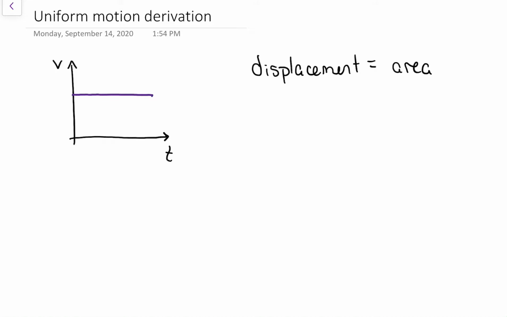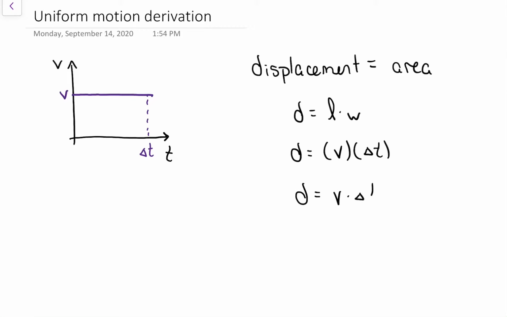So displacement is going to be letter D. Area, because we're looking at a rectangle. Let's say we chop it here at some time delta t. The area of a rectangle is length times width. So letter D, the length of that rectangle, we can call it V, how fast it's going, so it's going at some speed V. The width of it is how long it's been moving for, that's delta t. So there's an equation we've used before, D equals V times delta t.